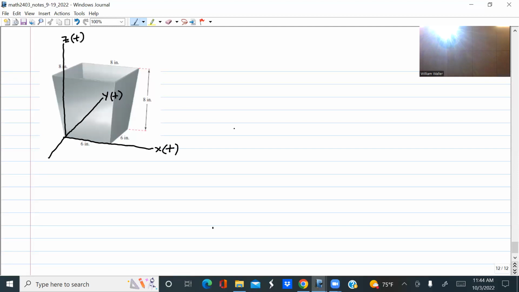So with that in mind, let's try to locate some points on these sides that we're thinking of as planes. So obviously, this front side, what are the points that are on the corners of this front side? Obviously, this point, that's the origin, correct?